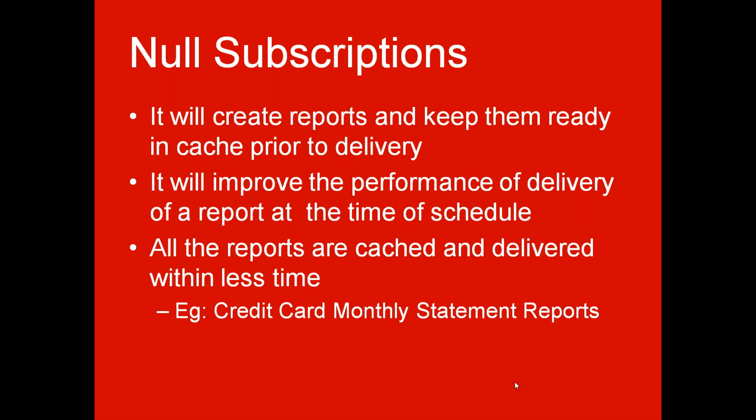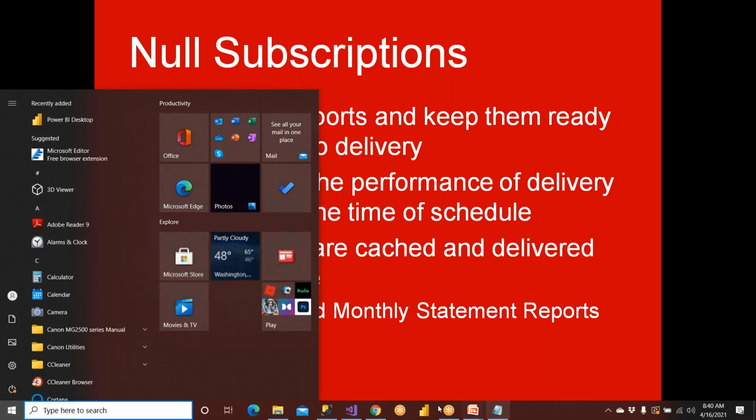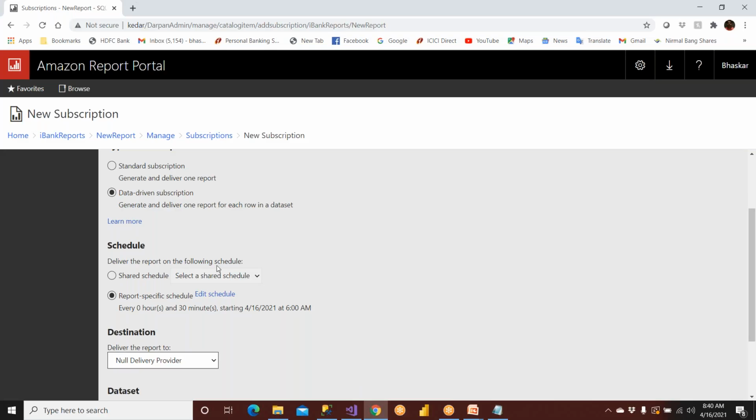Don't deliver it now. You make the reports ready first. Delivery can happen when the schedule starts. So this is the meaning of null subscription. It's a very, very important interview question. So what is the advantage? When the schedule starts, reports are ready in the cache or the RAM, so it will get delivered within a fraction of a second. Even though you have millions of customers' files, it is very, very fast. Clear?